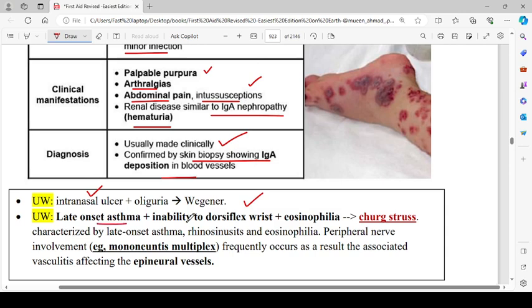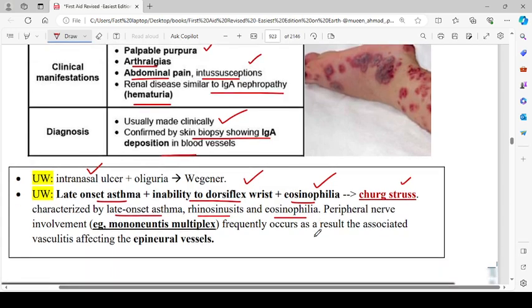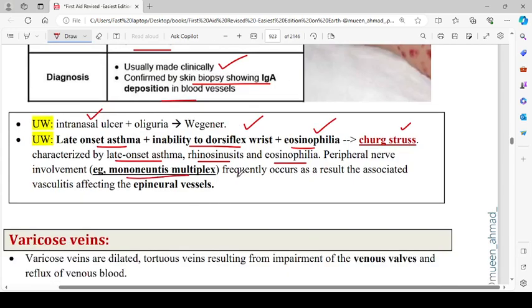Then late onset asthma with inability to dorsiflex the foot with eosinophilia, so that is Churg-Strauss, characterized by the late onset asthma, rhinosinusitis, and eosinophilia. Peripheral nerve involvement like mononeuritis multiplex frequently occurs as a result of the associated vasculitis affecting the epineural vessels.